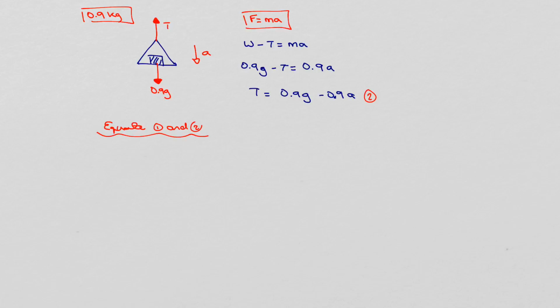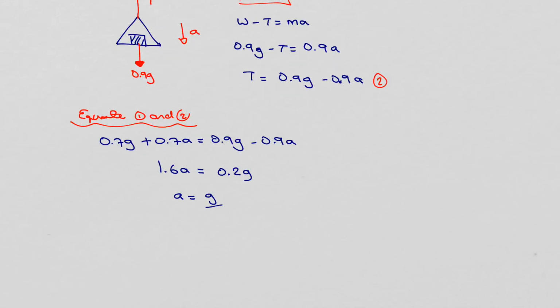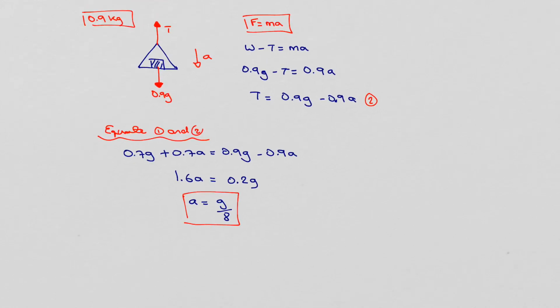By equating 1 and 2, I have 0.7 g plus 0.7 a is equal to 0.9 g minus 0.9 a. By bringing all the a's to the left-hand side, that gives me 1.6 a, and all the g's to the right-hand side is 0.2 g. Therefore, if I divide across by 1.6, I get 0.2 divided by 1.6, which simplifies down to give me a is equal to g over 8.